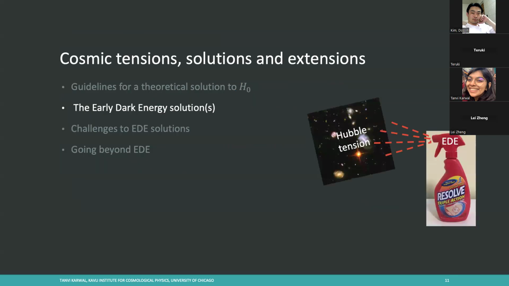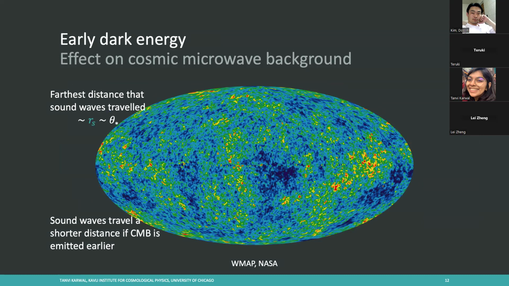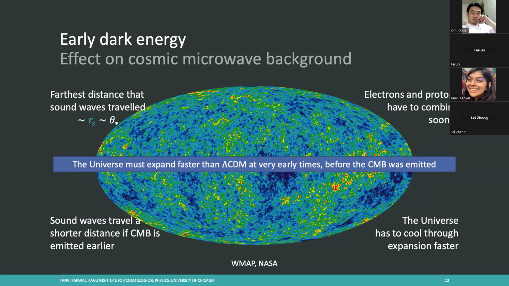All right, so knowing these things, we can now try to resolve the Hubble tension using early dark energy. So what we try to do is change the size of the sound horizon. Specifically, we want to reduce it. If sound waves travel a shorter distance, then automatically the sound horizon becomes smaller. Maybe we can do this by making the universe recombine sooner. And if we want the universe to recombine sooner, we can try and make that happen by cooling it faster, for example, through expansion. So we want the early universe to expand slightly faster than lambda CDM before the CMB is emitted.